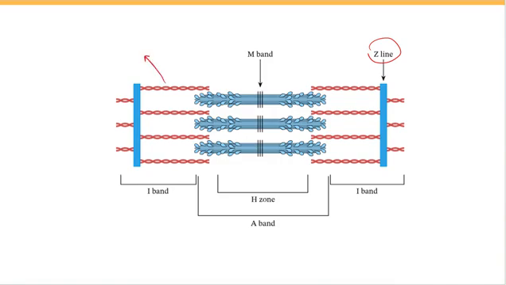Let me just label this as thin filament or actin filament. It's going to be connected directly to the Z line. And then in the middle of the sarcomere, between the actin filaments, we have the thick filament, as you can see by the blue color here. And the blue color is showing our thick filament.